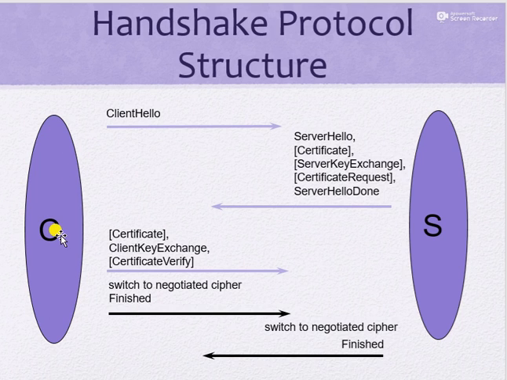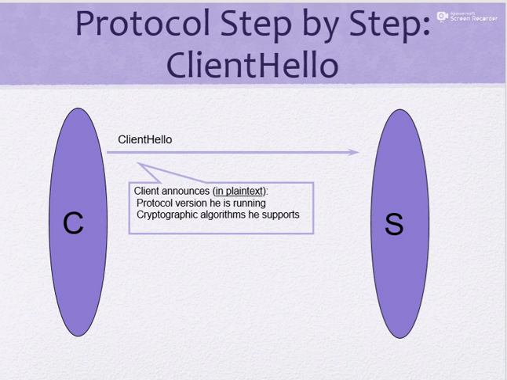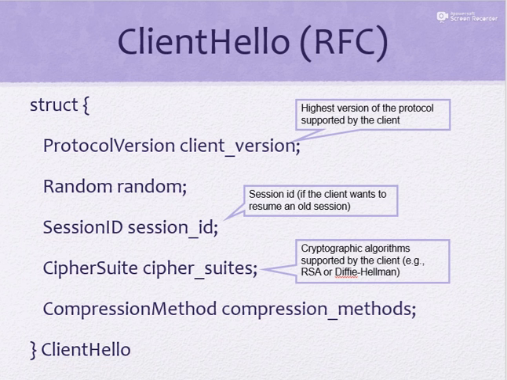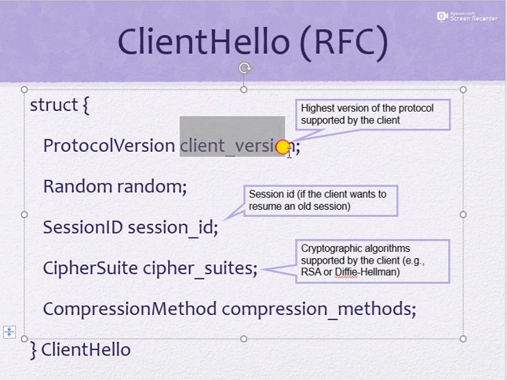As we know, if this is the client and this is the server, the first message is client hello. So how does client hello look? In the client hello message, the client informs the server of the protocol version it is running, which TLS protocol version, and the cryptographic algorithms that the client supports. If you look at the detailed structure of this client hello message, it has this structure. It has the client version, which the client has to inform to the server: the highest version of the TLS protocol supported by the client.